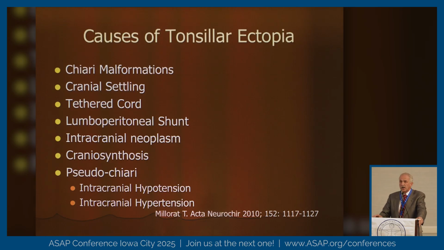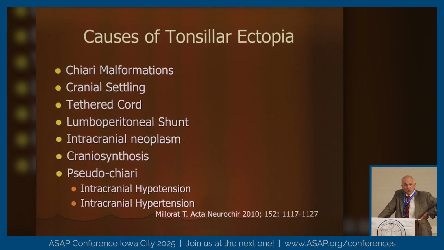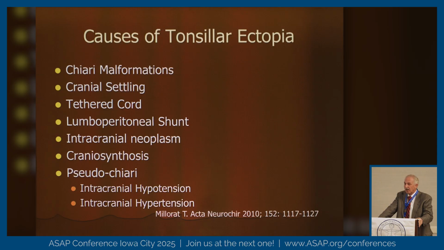So what are the causes of tonsillar herniation? Many of us in the audience know these, but obviously Chiari malformations, and cranial settling is another one. Looking at this from a headache standpoint, I've often wondered whether a Chiari malformation in the setting of cranial settling is different than a Chiari malformation with a small posterior fossa. That's just a general comment, and maybe people can comment on that at the end. Others include tethered cord, lumboperitoneal shunts, intracranial neoplasms, craniosynostosis, and then finally these things called pseudo-Chiaris.